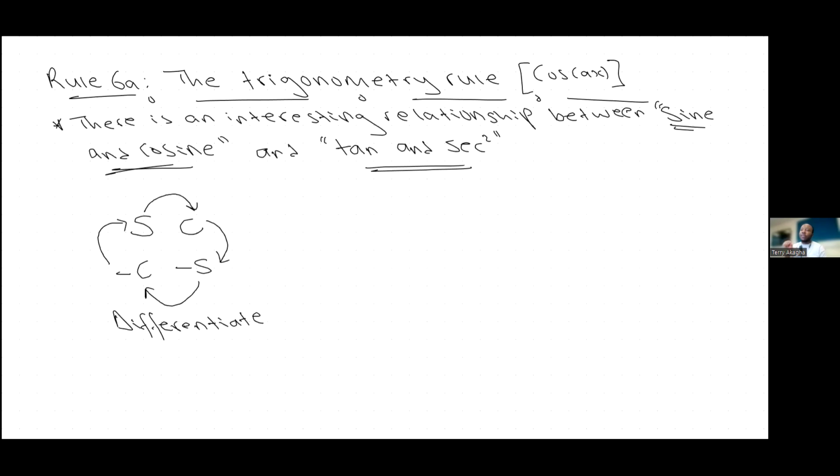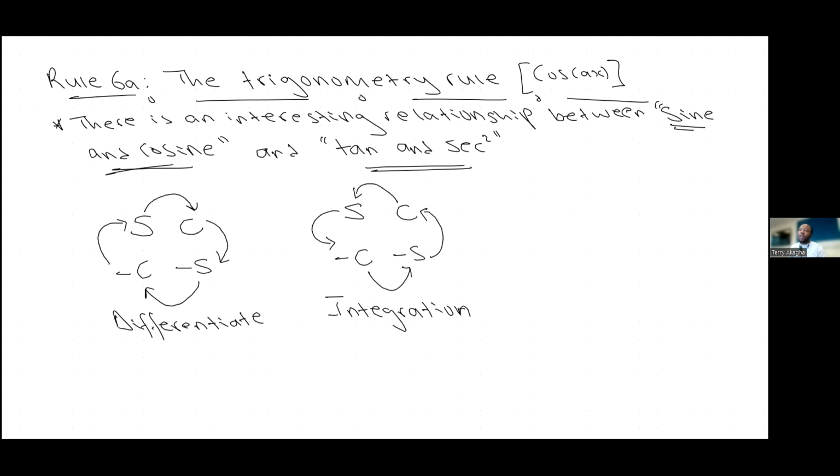Now, it's exactly the same thing with integration. So when you have sine, cosine, minus sine, minus cosine, now we have integration. It's exactly the same thing, but instead of going clockwise, you'll be going anti-clockwise. So when you integrate cosine, it gives you sine. When you integrate sine, it's going to give you minus cosine. When you integrate minus cosine, it's going to give you minus sine. And when you integrate minus sine, it's going to give you cosine. So this is the relationship between sine and cosine.